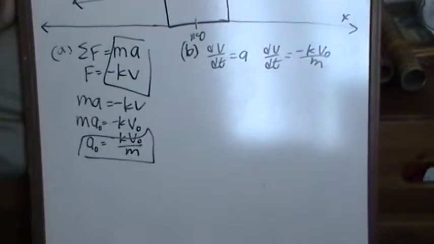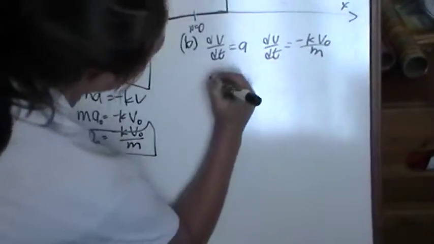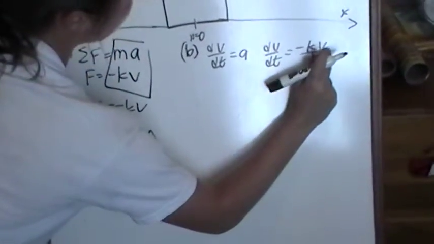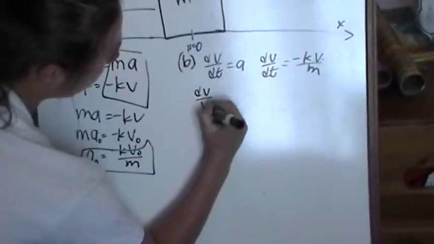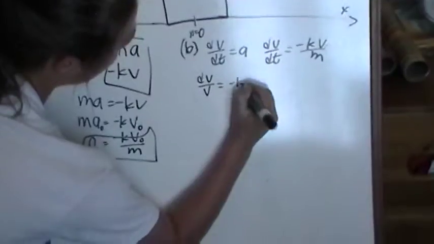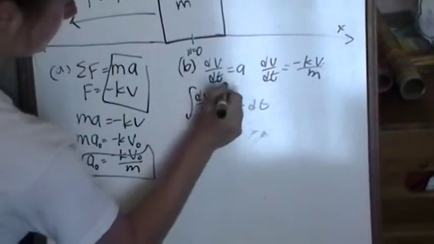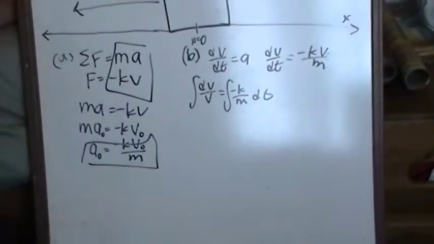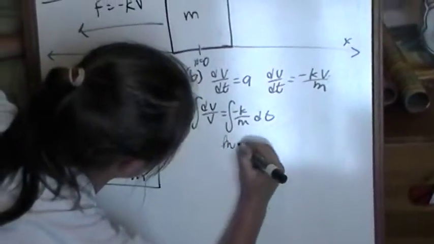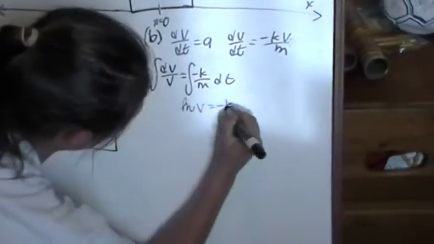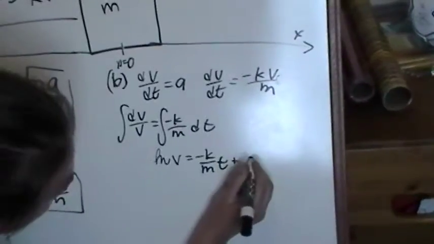Then we are going to separate the variables and integrate. We're not going to do v naught, we're just going to say v. So dv over v is equal to negative k over m dt. Then we integrate, and we get ln of v equals negative k over m t plus c.